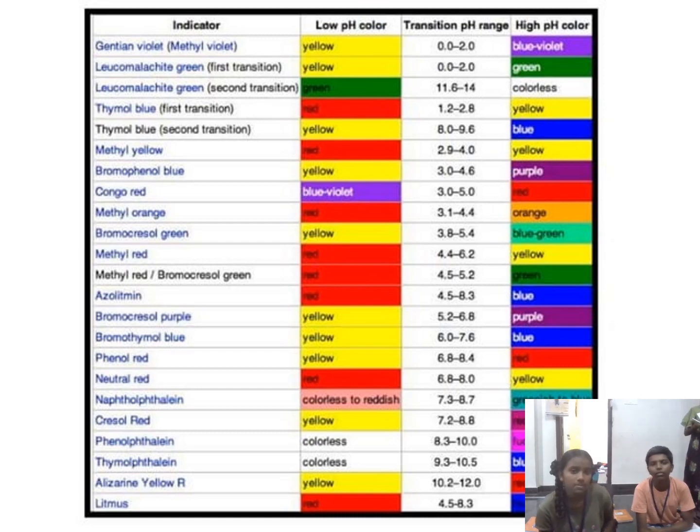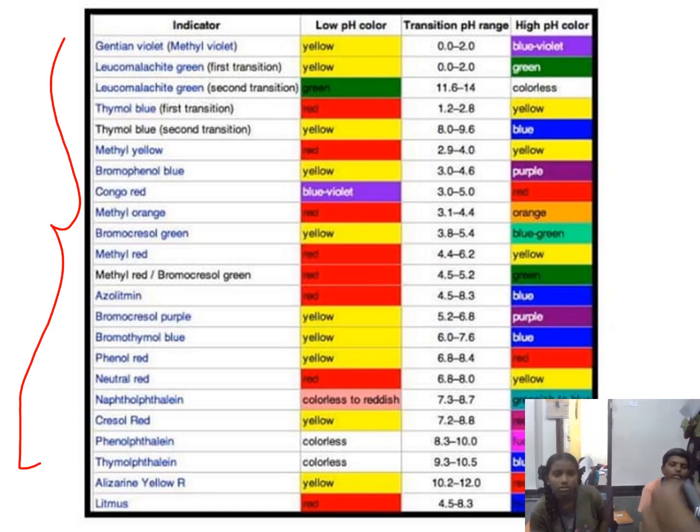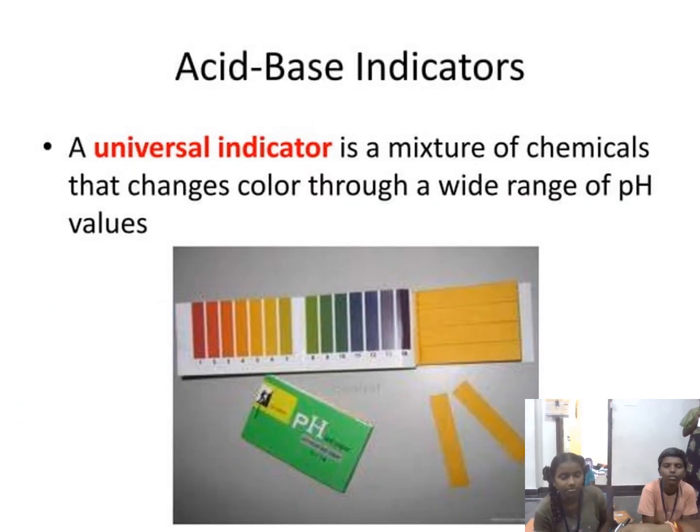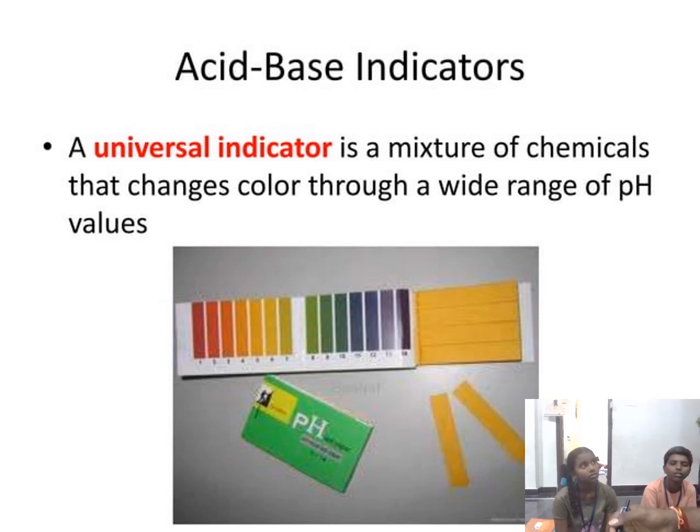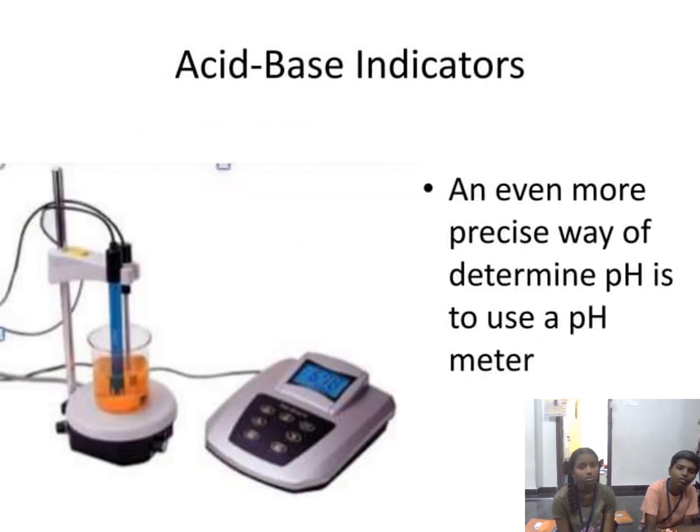Methyl violet, at low pH, it changes to yellow color. At high pH, it changes to violet color. So there are different other indicators which change at different pH ranges. So ఒక pH range దగ్గర ఎలా మారుతాయని చూపించారు. Okay. Then next, acid base indicators. A universal indicator is a mixture of chemicals that changes colors through a wide range of pH values. So this is a pH meter scale. If you pour the acid or base on that indicator, at what level it is reacting, then based on that మనం we'll find out whether it is an acidic solution or a basic solution.